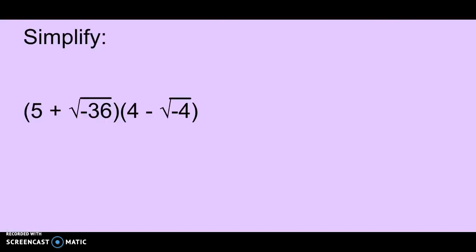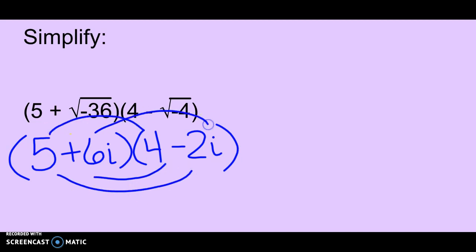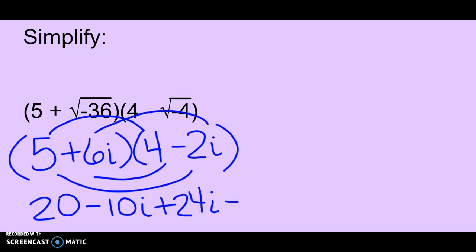Now, because these are perfect squares, you can put these right in your calculator. All right, I'm not going to put it in the calculator because some people actually want to see what it really does. So this is 5 plus 6i. And then you're going to multiply it by 4 minus 2i. Now, at that point, you can put that in your calculator if you want, or you can go through and actually FOIL it. All right, I'm going to get 20 minus 10i plus 24i minus 12i squared.